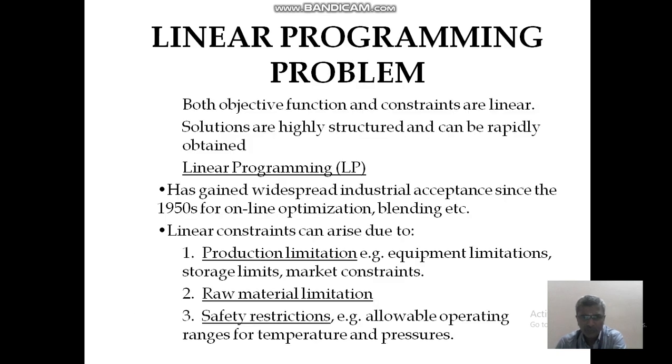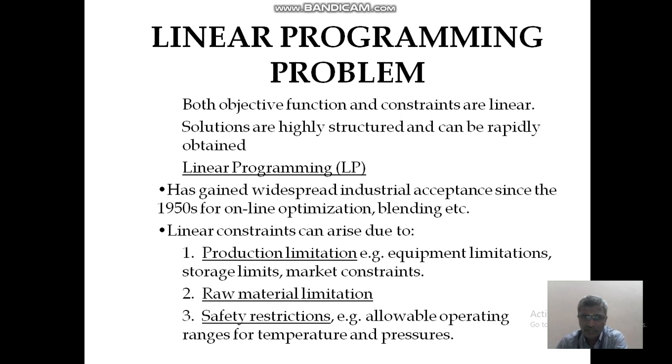Linear programming problem: both the objective function and constraints are linear. Solutions are highly structured and can be rapidly obtained. That is the linear programming problem, shortly written as LPP. Any type of LPP has three components. The very first one is the objective function, the second one is the constraints part, and the third one is the non-negativity restrictions.